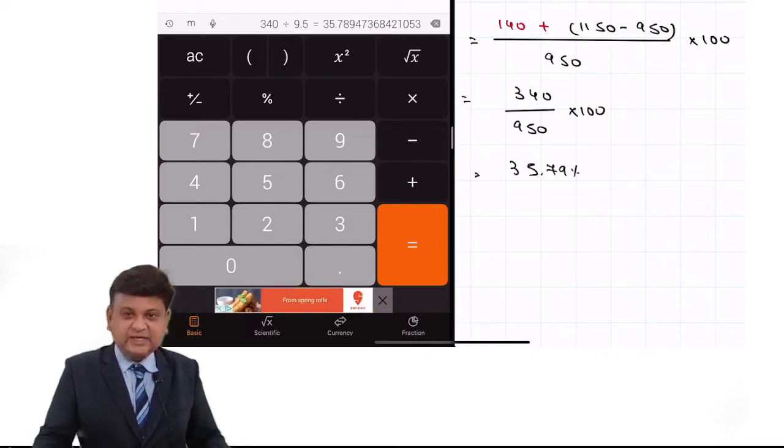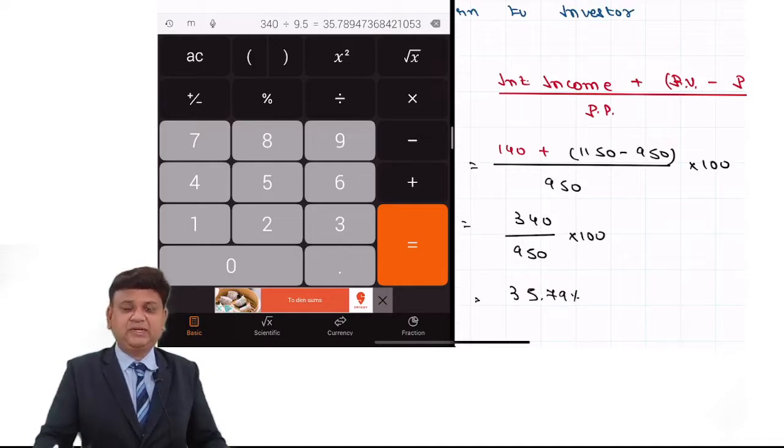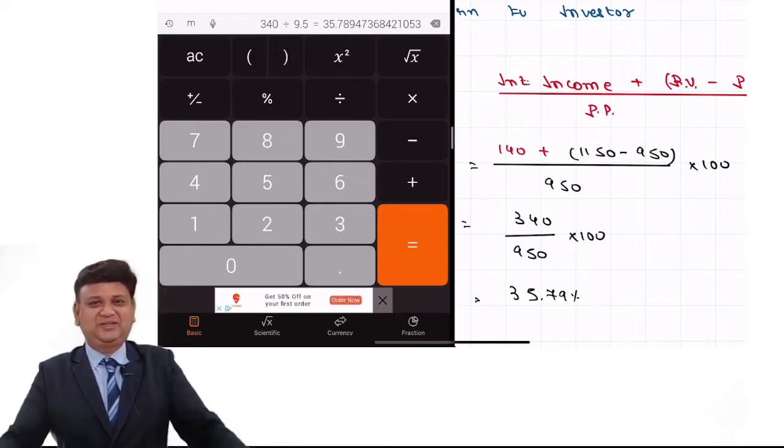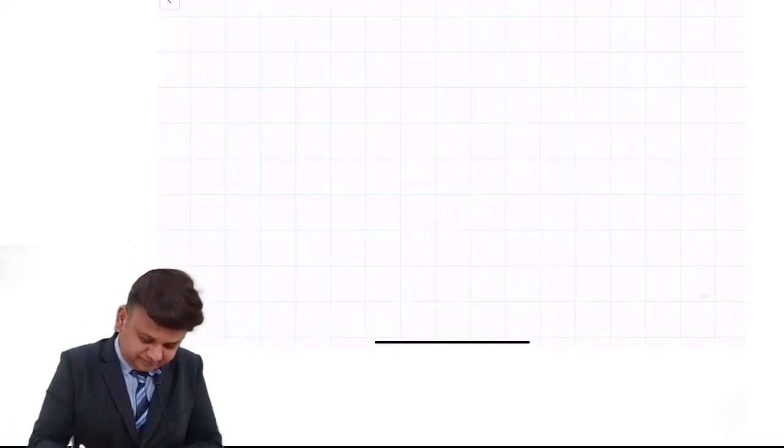What we can do, we can take the decision based on this, that the return is 35.79%. It is exceeding the cost of capital of 25%. So the investor should buy the security. So write down the answer of the question.